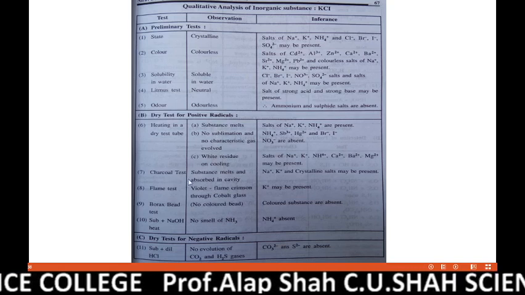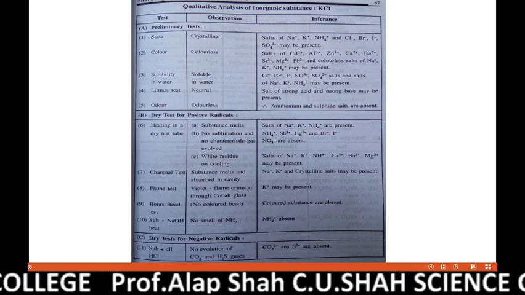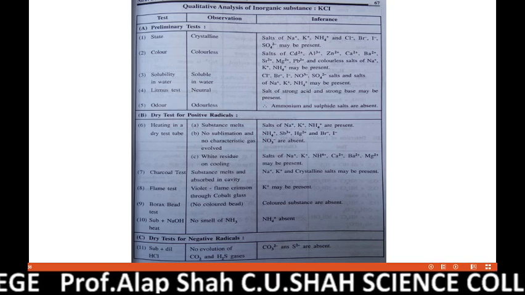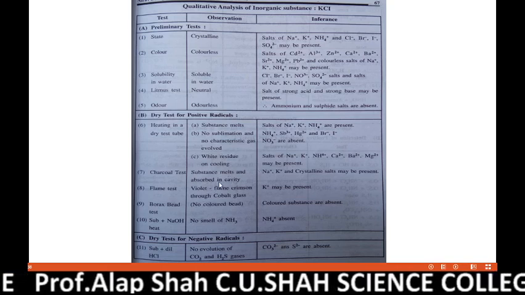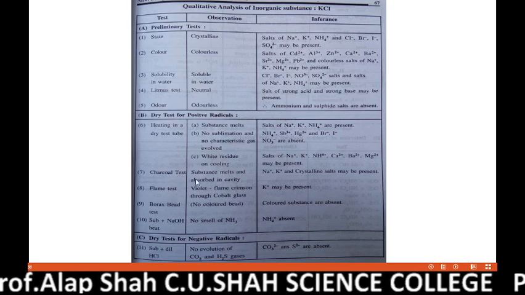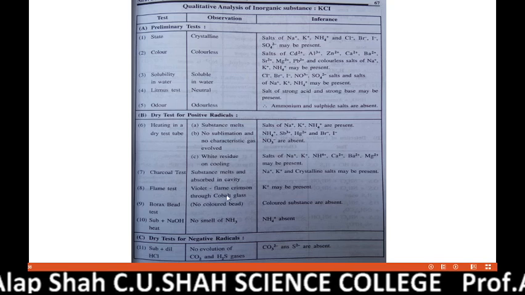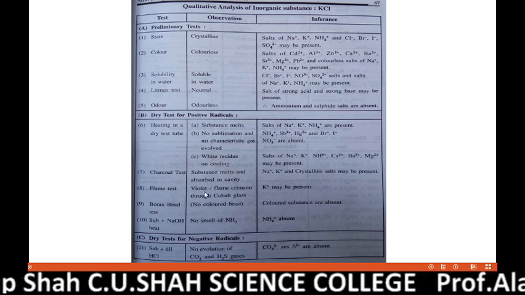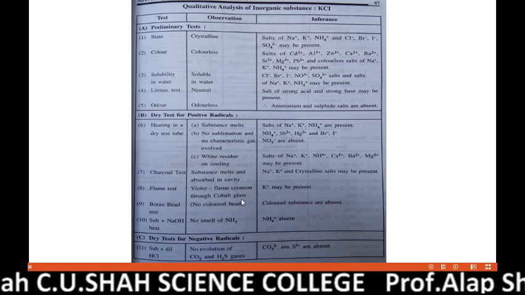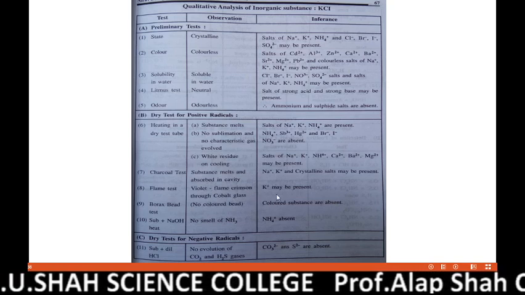Charcoal test was earlier a part of the practical in Gujarat University, but now it is excluded, so we won't discuss that. I am not sure about other universities, but in Gujarat University, it is no longer a part of the practical. Flame test, yes, K plus gives a characteristic violet flame, and whenever you watch it through the cobalt glass, it appears crimson red. So that means K plus is present.